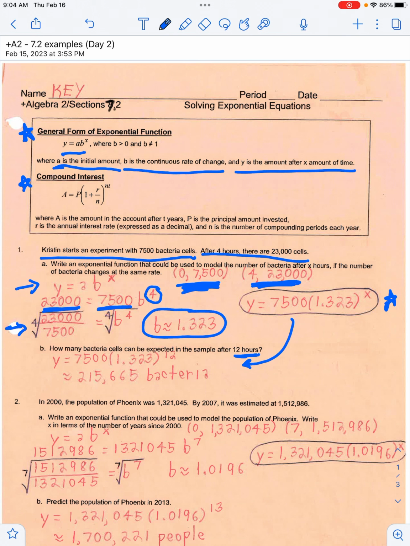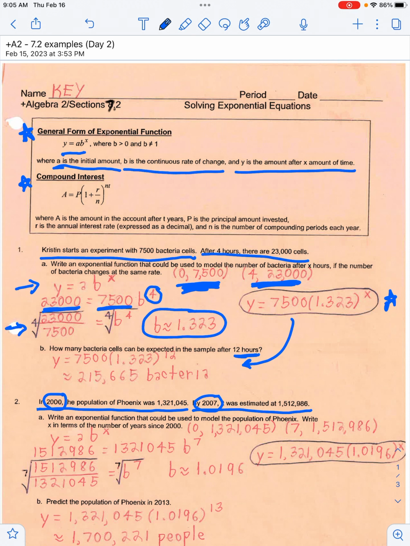All right, so let's look at our second problem. It says in 2000, the population of Phoenix was 1,321,045. So this is our initial population for the year 2000. By 2007, 7 years later, it was estimated that the population was 1,512,986. Often for the years, we use just a digit. We don't use the actual year.